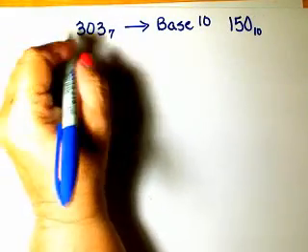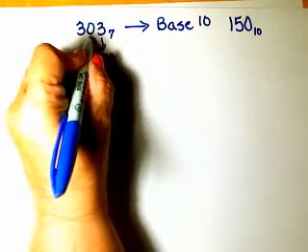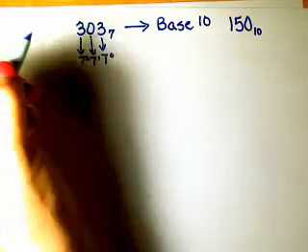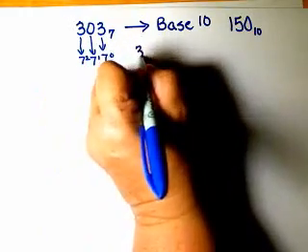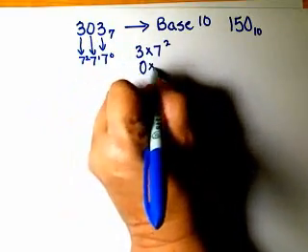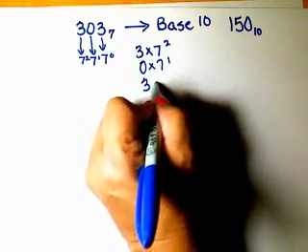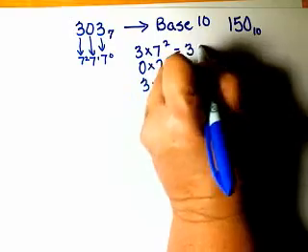So this represents 7 to the 0, 7 to the first, 7 to the second. Then I would take 3 times 7 to the second, 0 times 7 to the first, and 3 times 7 to the 0. So I have 3 times 49.